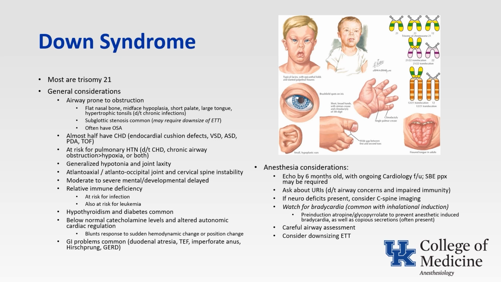They are at risk for pulmonary hypertension due to either congenital heart disease, chronic airway obstruction causing chronic hypoxia, or both of those processes. They're prone to generalized hypotonia and joint laxity, including being prone to atlantoaxial or occipital-atlantal joint and cervical spine instability. They may be moderate to severely mental or developmentally delayed. They have a relative immune deficiency, which predisposes them to risk for infection, and they also have an increased risk for leukemia. They often have coexisting hypothyroidism and or diabetes. They have below normal catecholamine levels and an altered autonomic cardiac regulation, which blunts their response to hemodynamic changes. And then another consideration is they are prone to GI problems, such as duodenal atresia, GERD, things like that.